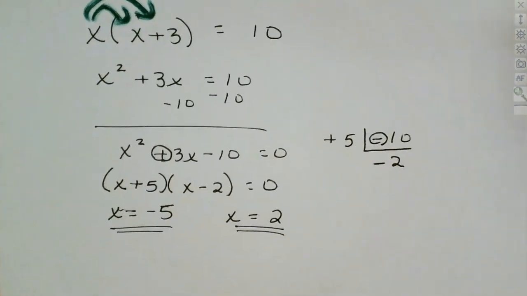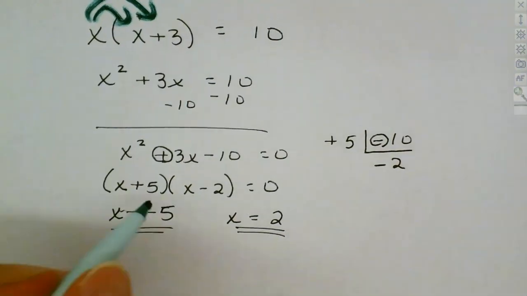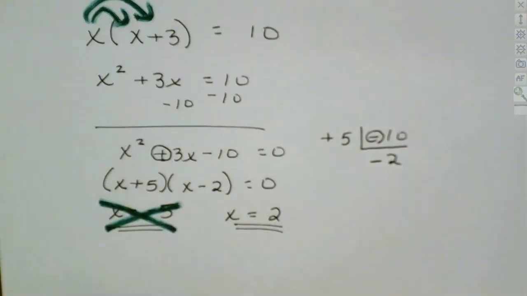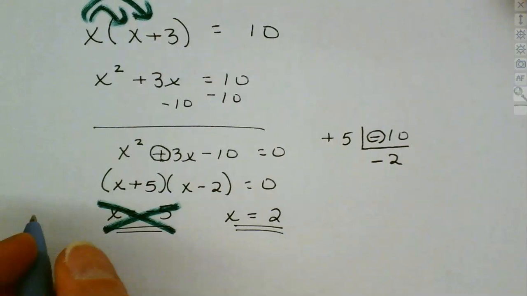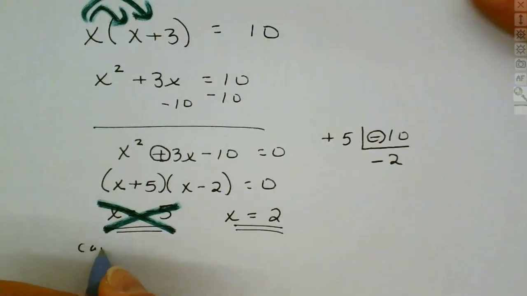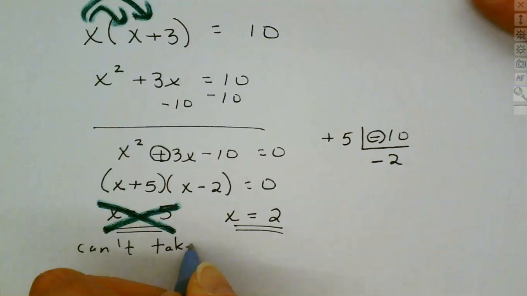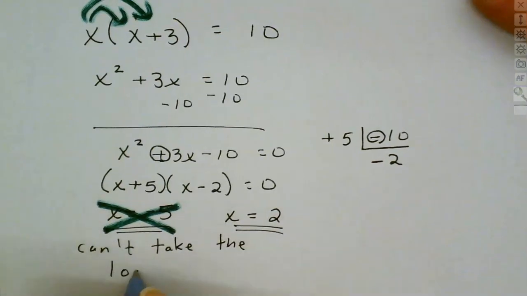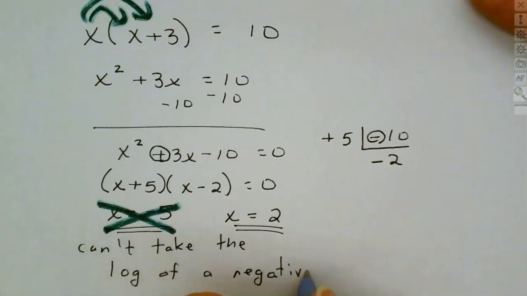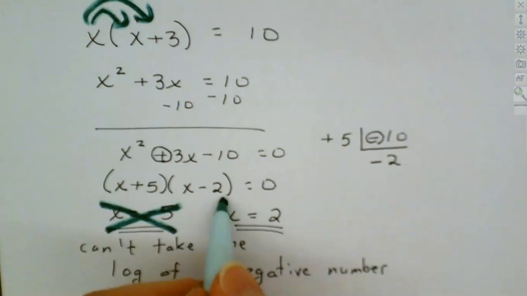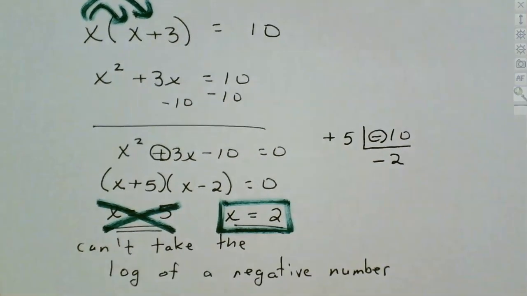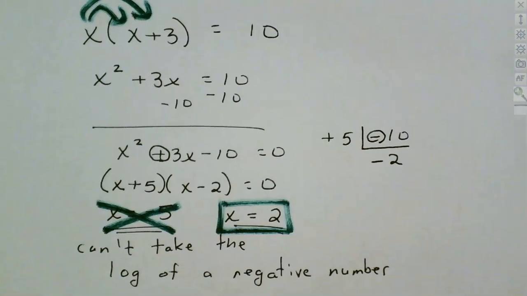Why not? Because it would make you take the log of a negative number. And that doesn't exist, so that one will not work. And why does it not work? Because that would make you take the log of a negative number. So we cannot take a log of a negative number. But we can take 2, right? Because log of 2 works. And 2 plus 3 is 5. And we can definitely take the log of 5.